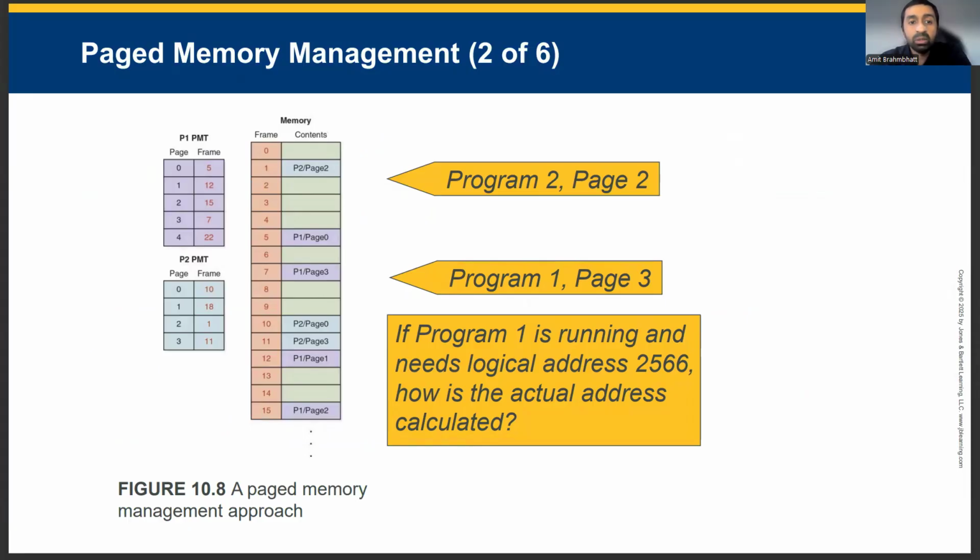If program 1 needs logical address 2566, the OS must determine which physical frame holds the corresponding page. The page number and offset within the page are calculated based on page size. Once the page number is known, the OS checks the program's page map table to locate the correct frame in memory. This demonstrates how paging allows programs to access memory even when their pages are scattered throughout RAM.